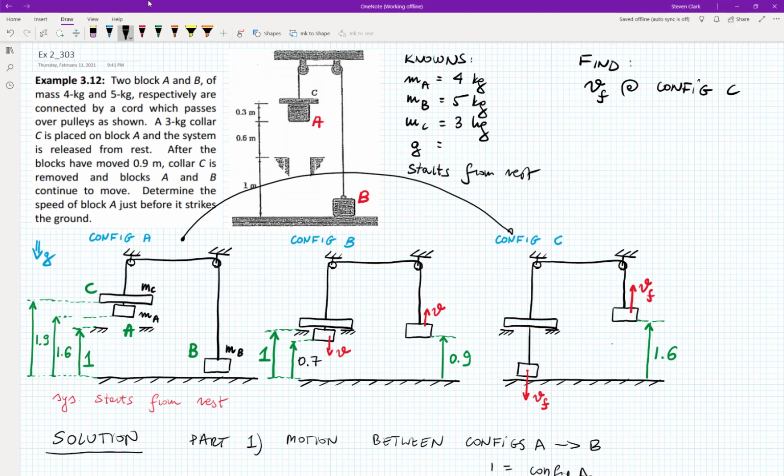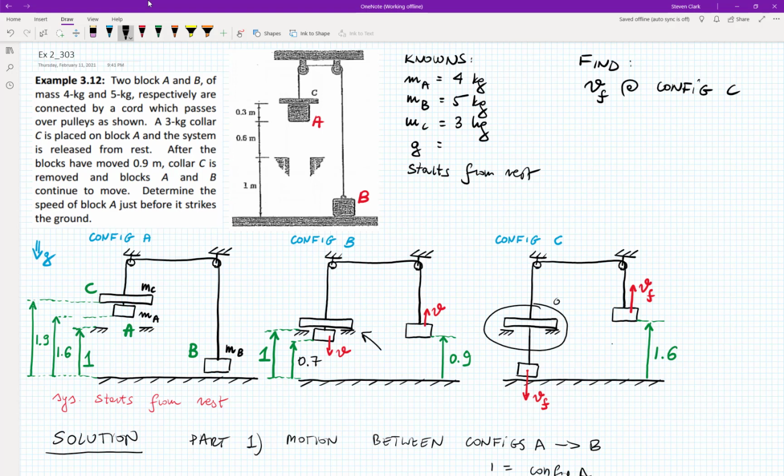However, that would be an incorrect solution, because something happens at configuration B. At configuration B, we are losing body C. Do you see? Body C will basically stop here and will stay here for the rest of the motion. So basically, what happens at configuration B is that we have an external force acting on the system. And that external force is doing some work on our system.